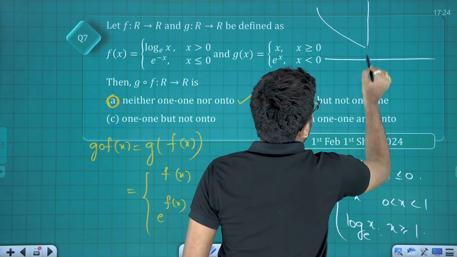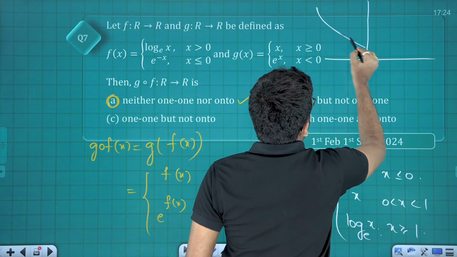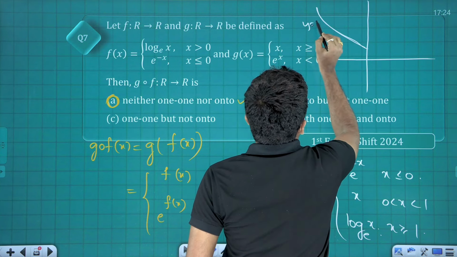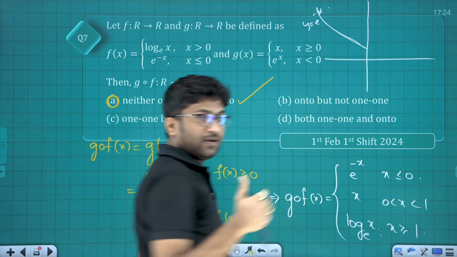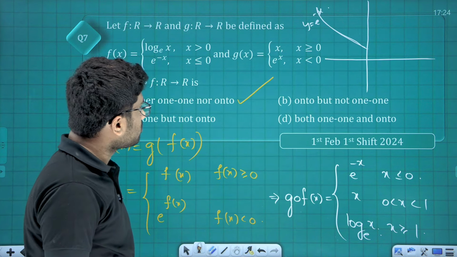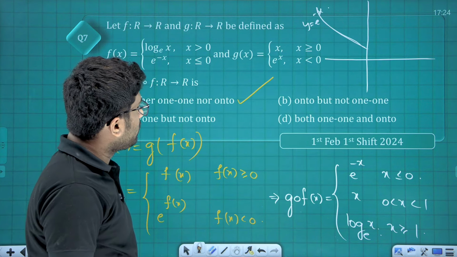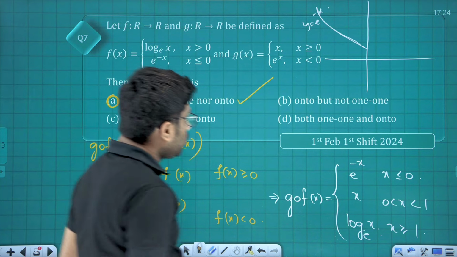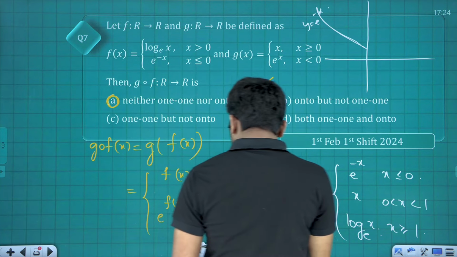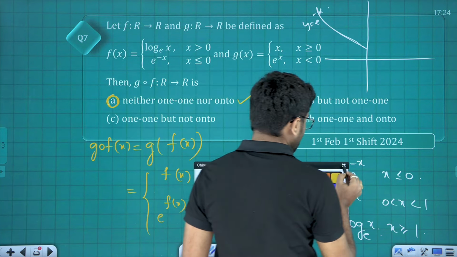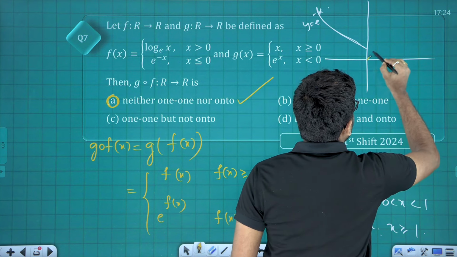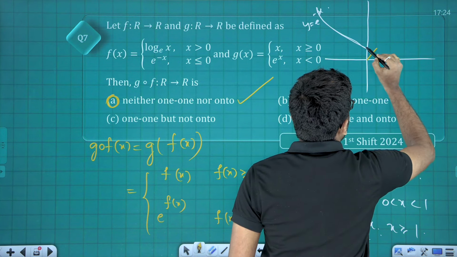This is our e power minus x. Y is equal to e power minus x. Okay. Next, what else do we need? From 0 to 1, it is just y is equal to x. From 0 to 1, it is y is equal to x. Okay.